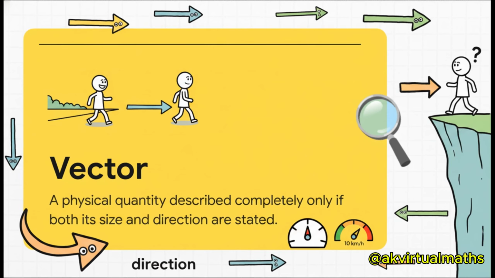Think about it this way. If someone tells you to walk 10 meters, that's totally fine if you're in an empty field. But if you are standing right next to a steep cliff, walk 10 meters is a terrible instruction. Direction literally is the difference between safety and total disaster. And that, my friends, is exactly why vectors exist.